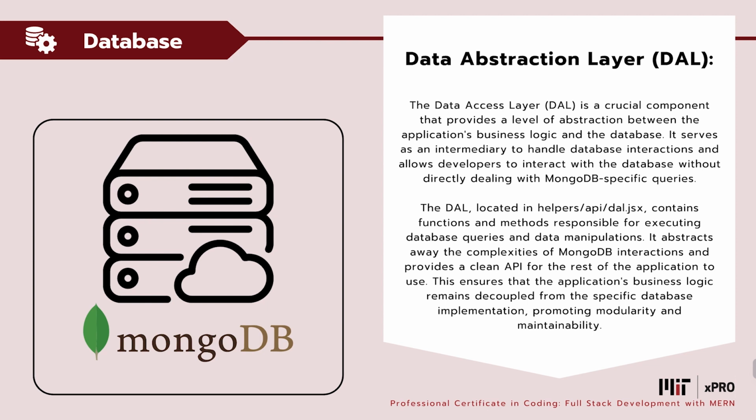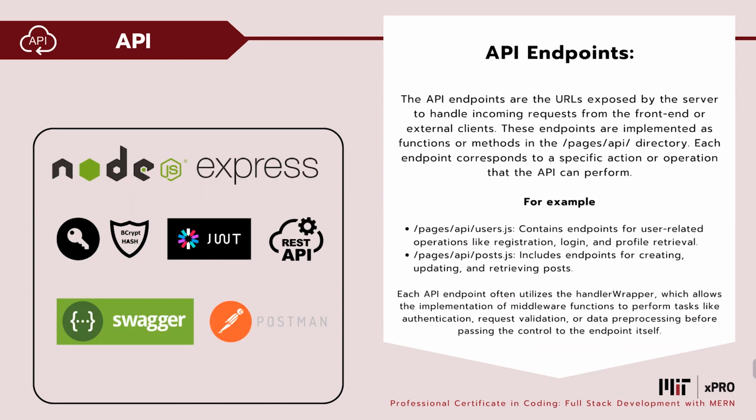The DAL, located in helper/API/DAL.jsx, contains functions and methods responsible for executing database queries and data manipulation. It abstracts away the complexity of MongoDB interaction and provides a clean API for the rest of the application to use. This ensures the application business logic remains decoupled from the specific database implementation, promoting modularity and maintainability.